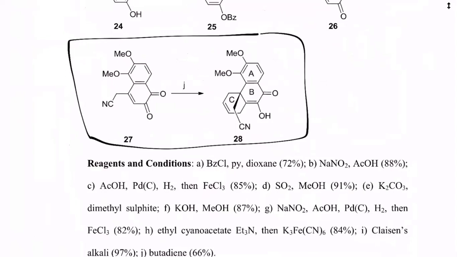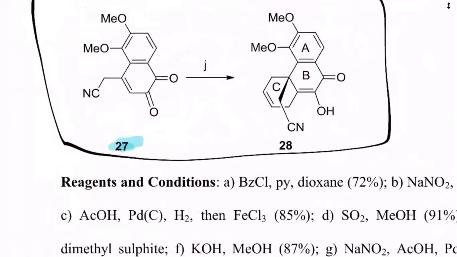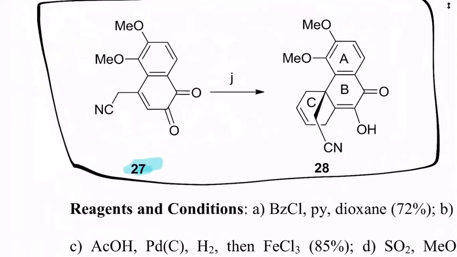So if you look at 27, 27 is a precursor for a Diels-Alder reaction.